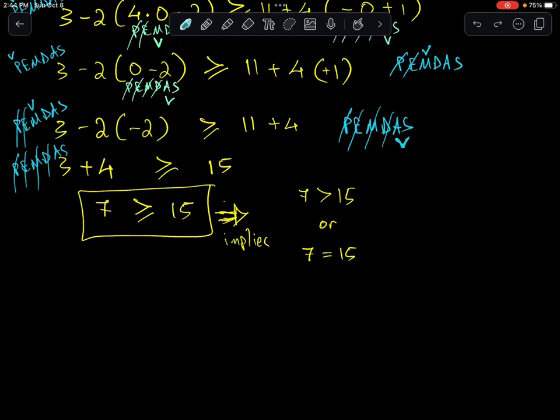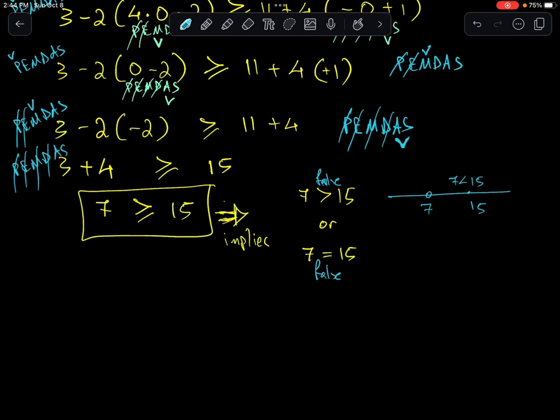Is 7 greater than 15? Well, if you look where 7 is and where 15 is, you'll see that 7 is to the left of 15. So what really is that 7 is less than 15. So this is false. Obviously you can see that even without the number line, but I put it there just in case you have any doubts. This one now, is 7 equal to 15 true? Well, obviously not. 7 is less than 15, so this is false.